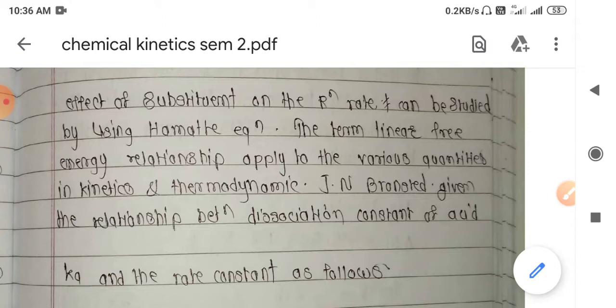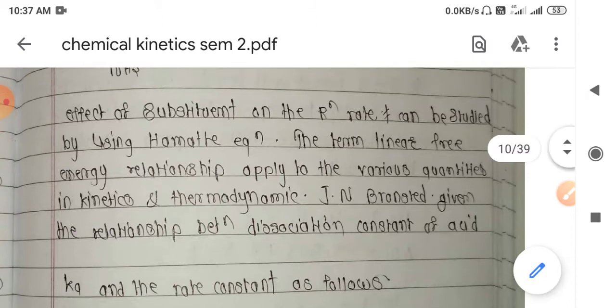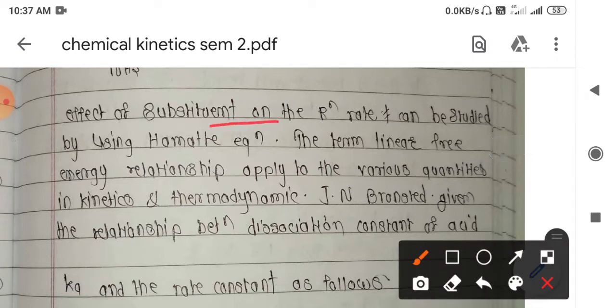So here we will see the equation and the physical significance of that equation in the given rate equation calculation. The effect of substituent on the rate of reaction can be studied by using the Hammett equation. The term linear free energy relationship is applied to various quantities in what? Kinetics as well as thermodynamics.